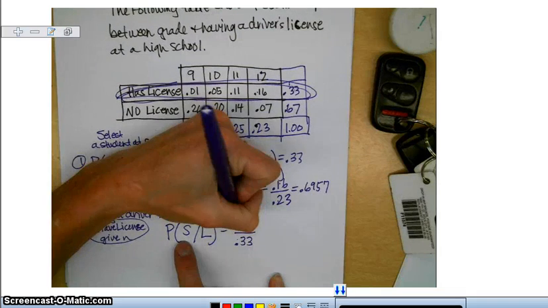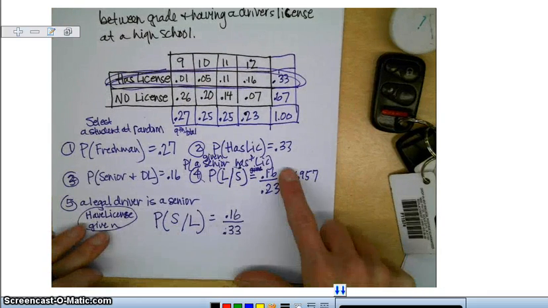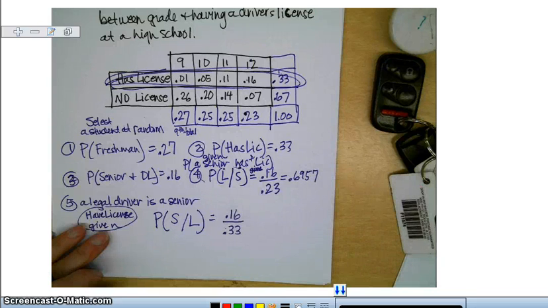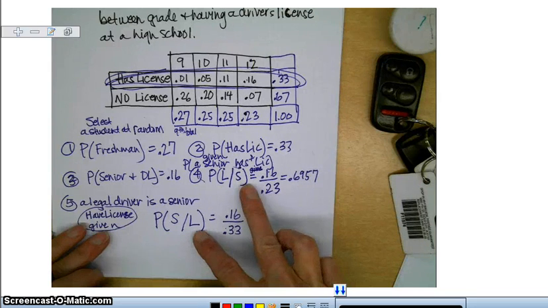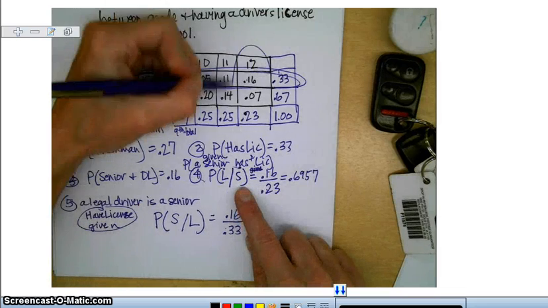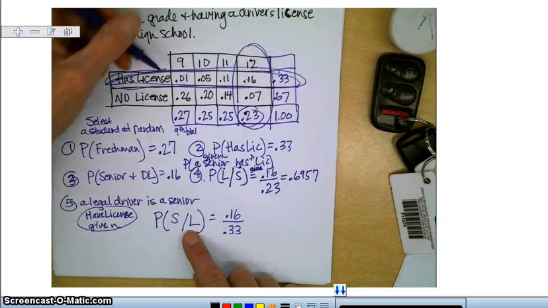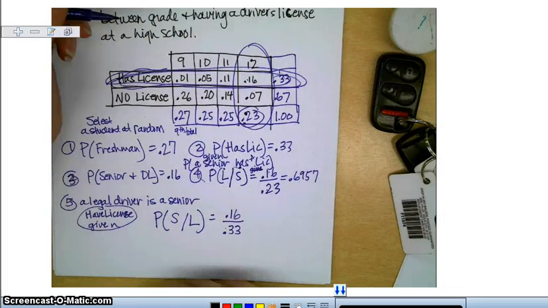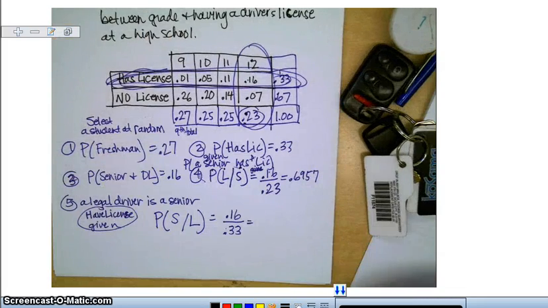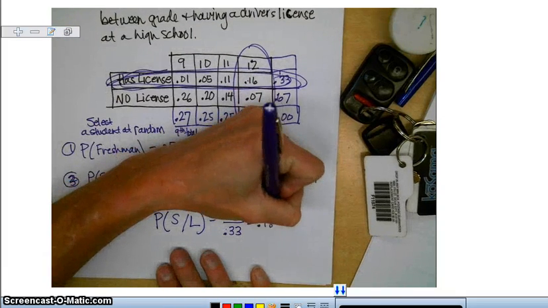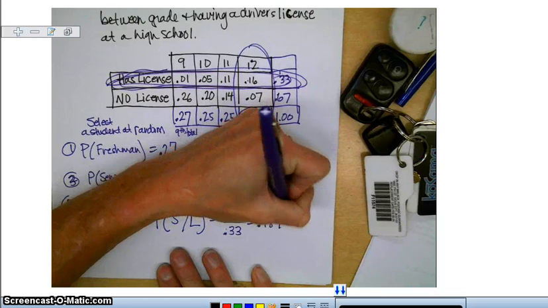That would be 0.16. Notice it's the same top number, but the bottom number differs because of what we know. The given information narrows us down. Here it gave us this column that we're dealing with, so that would be our bottom number. Here we know they have a license, so now we have the bottom number being 0.33. So now we take 0.16 divided by 0.33, and we get that the probability would be 0.4848.